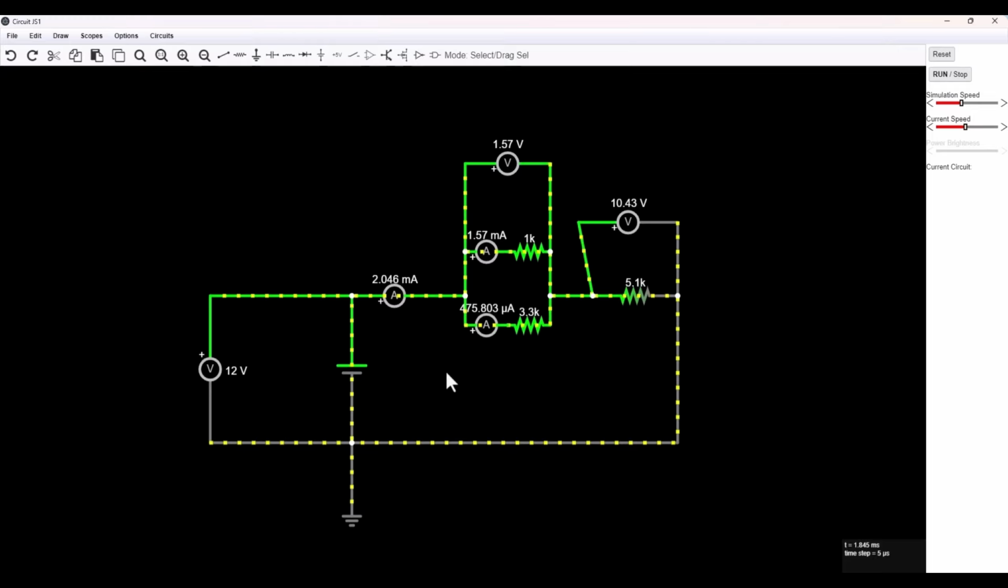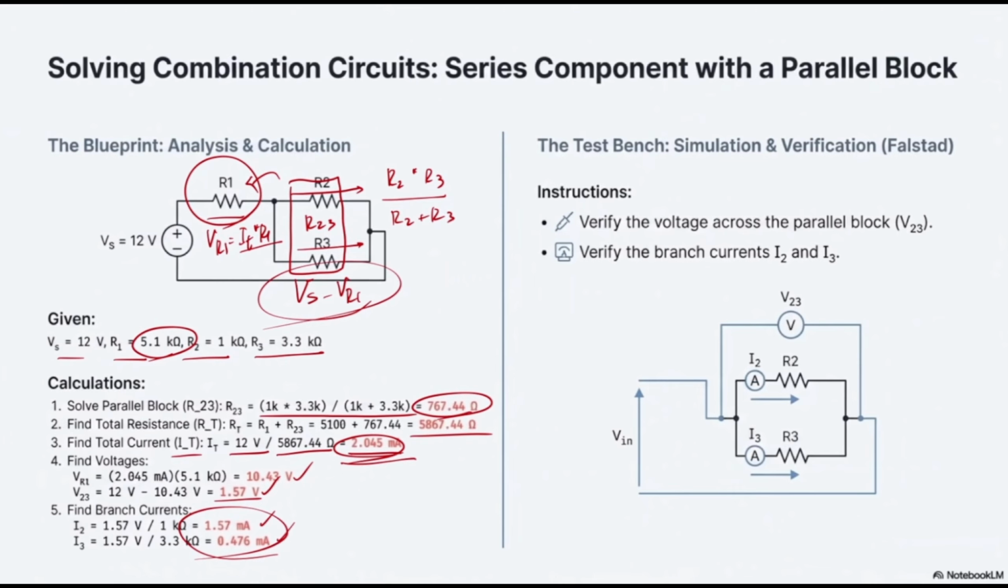Then we have to check the currents, obviously. The total current is 2.046 milliamp. The current inside this branch is 1.57. This one is 475 microamp. By the way, micro means 10 to the power negative 6, or we can say 0.47 milliamp. If you add these two, there is no issue.